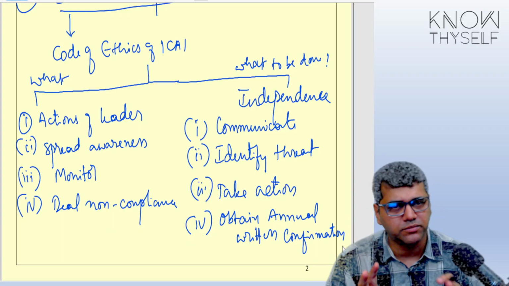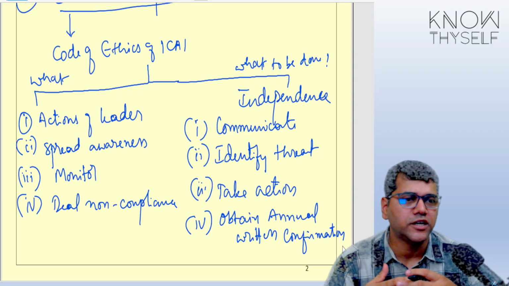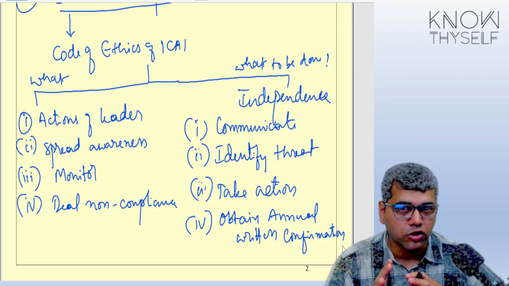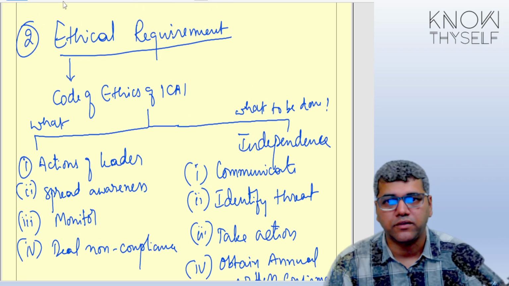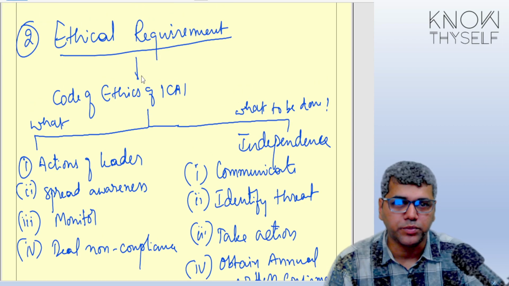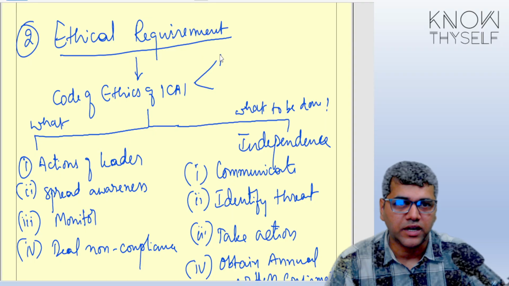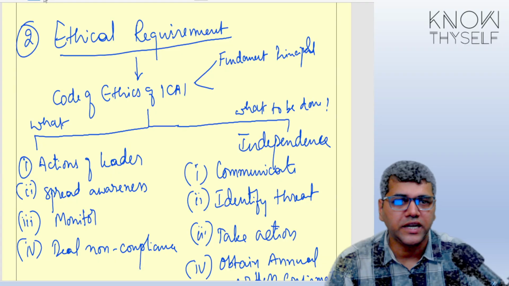So if any question comes in the examination, what is the responsibility related to ethical requirement, what should a firm do? See, when you talk about ethics, code of ethics comes into picture. Okay, we can put this arrow mark here. Code of ethics comes into picture. Code of ethics primarily says 2 things: fundamental principle and independence.